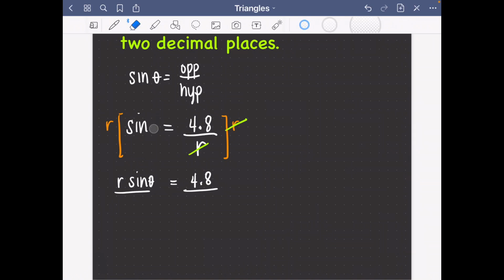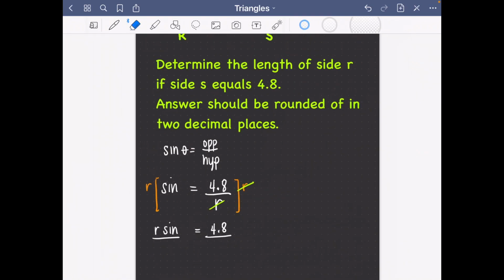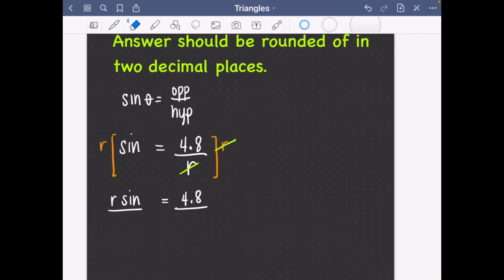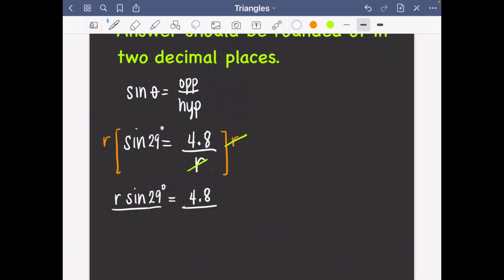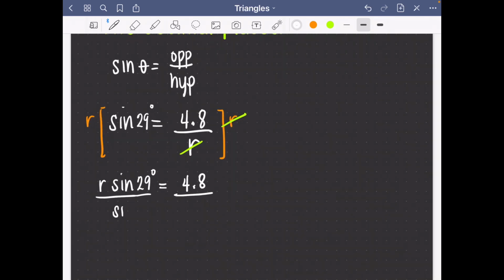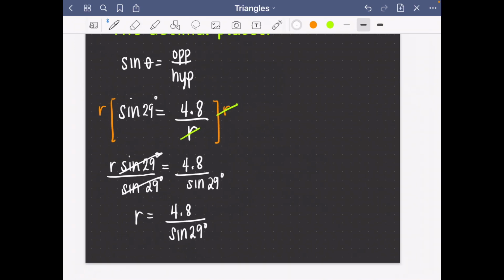Now I forgot to write my angle. My angle is 29 degrees. Sorry, I'll just write it down. 29. So we now divide both sides by sine 29 degrees, so that we're left with r. So r is 4.8 over sine 29 degrees.